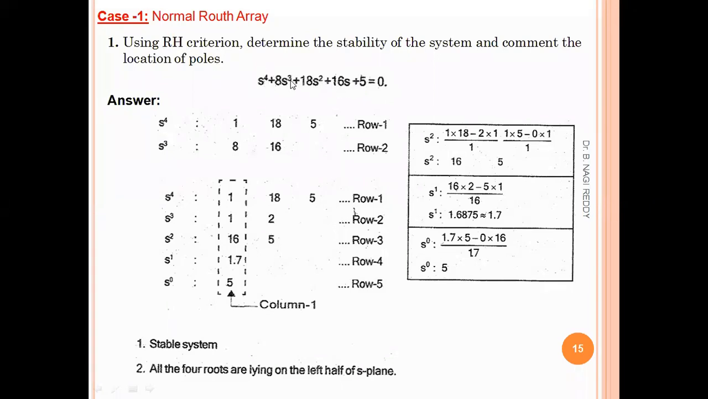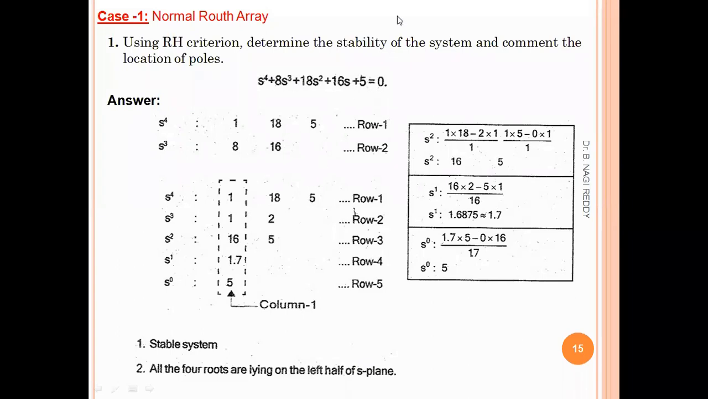S power 4, S power 3, S square, S power 1 and S power 0. So all the S powers are given. There is no element of S power missing. That means we can determine the stability using Routh array.